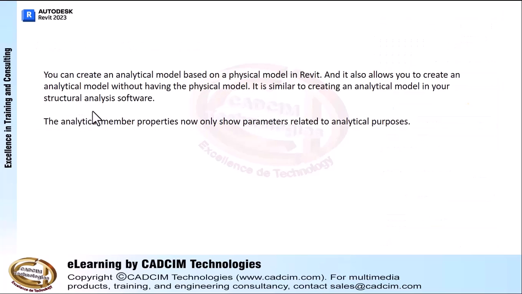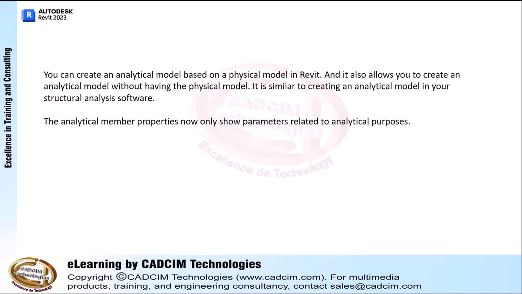So you can create an analytical model based on the physical model in Revit. It also allows you to create an analytical model without having the physical model. So if you don't have a physical model, you can also create an analytical model. And if you require it to get analyzed in software like ETABS or SAFE or any other robust structural analysis software, that is a good example.